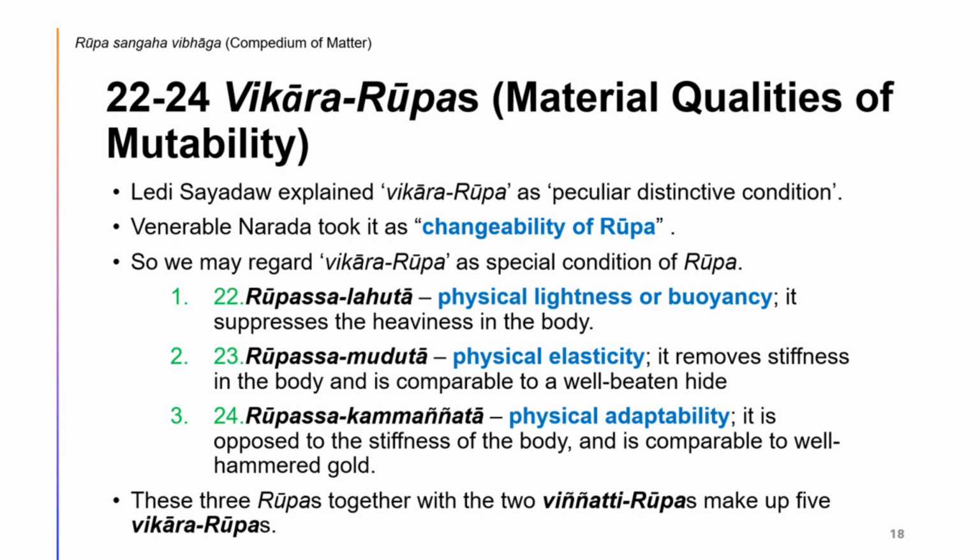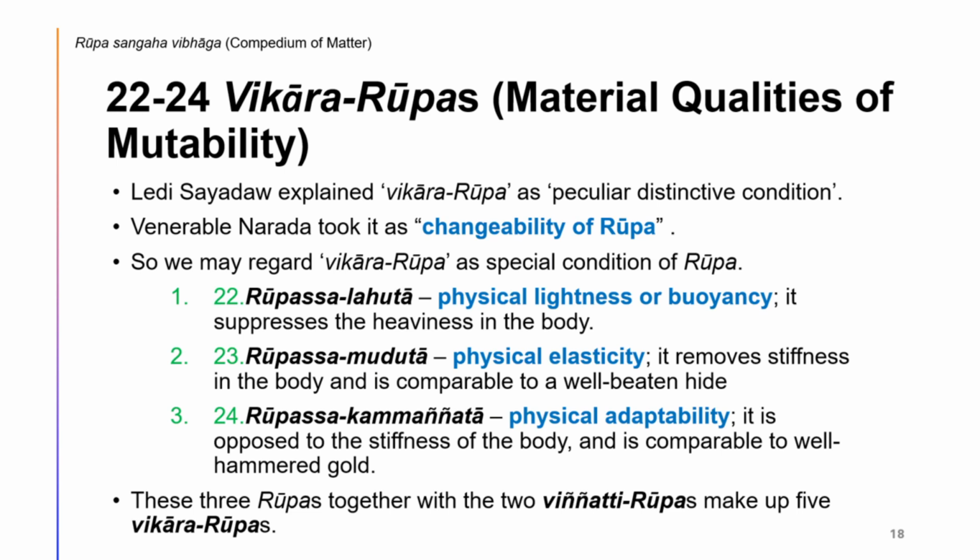Next one, Rupasa Mudutta, physical elasticity. It removes the stiffness in the body, compared to a well-beaten hide. This is easily seen in gymnastic performance. You can see how the body can be so elastic that it can perform all the special jumps during the gymnastic act. So it is a part of the human body that can be as elastic as rubber.